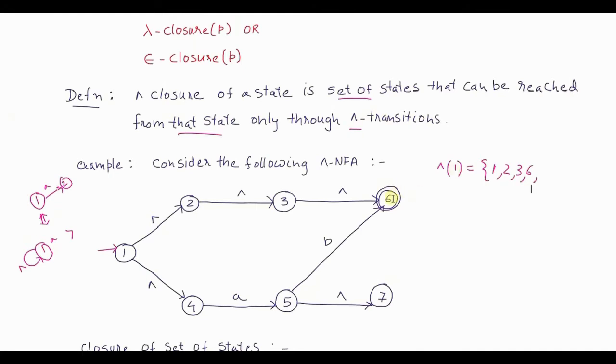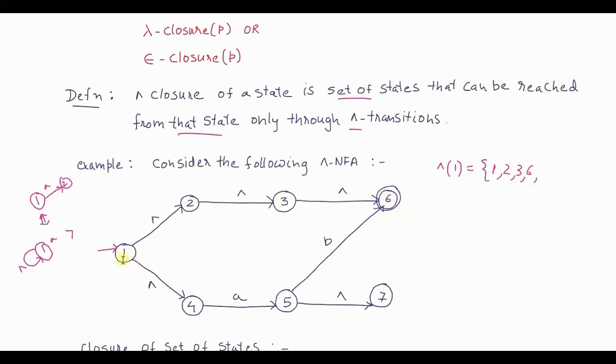Now, when you go further from 6 on reading null, you remain in 6 only, because I told you from any state on reading null you remain in the same state. Now 6 is already added. Which are the other states where you can go from 6 on reading null? There is no other state. So I have to stop here.